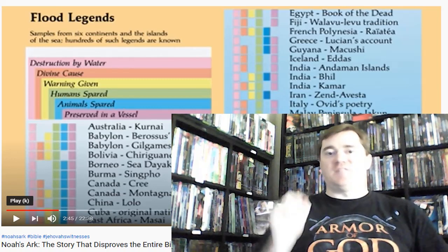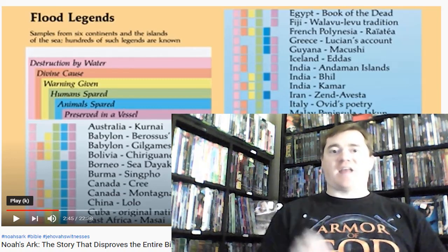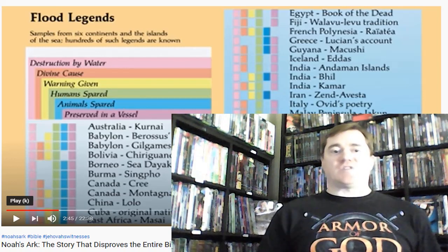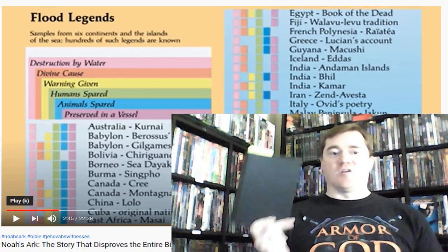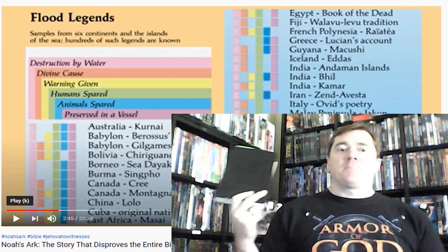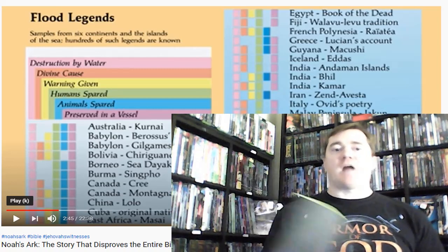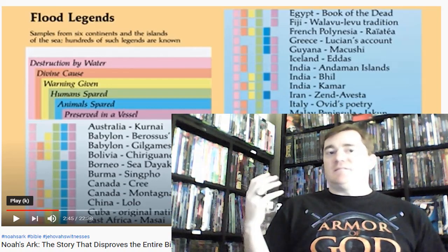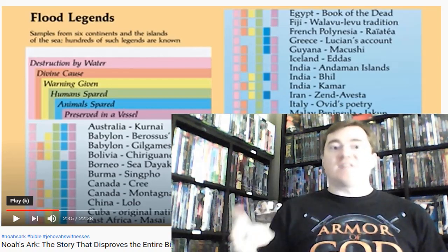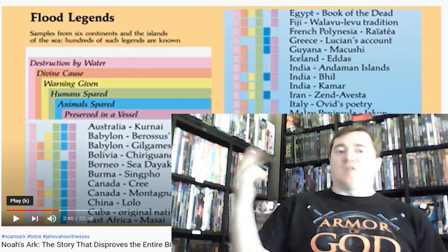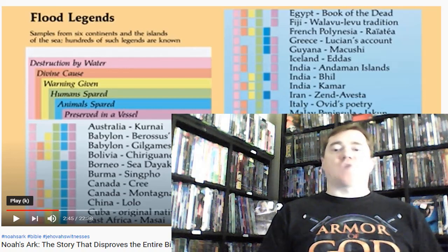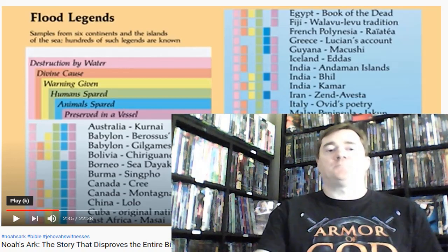Because if you look at Babylon, the Epic of Gilgamesh, which is one of the clearest accounts that talks almost the same as what is presented in the Bible, in the Epic of Gilgamesh: destruction by water, divine cause, warning given, humans spared, animals spared, preserved in a vessel, it's all in there, okay?